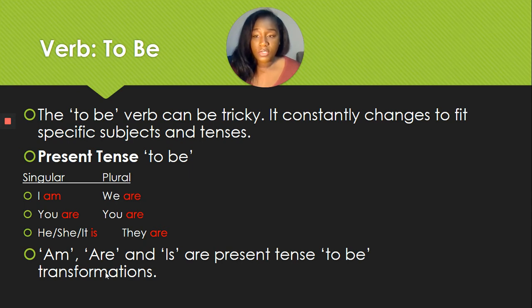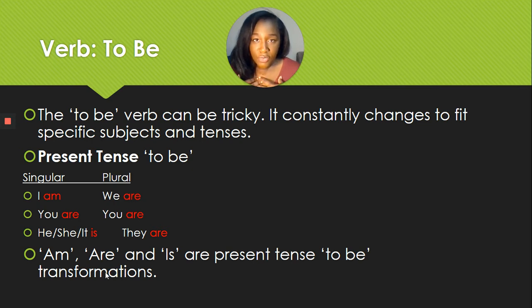So as you can see on the screen, there's a present tense of to be. And again, this is a very general overview. I'm not going to get into the nitty gritty, I just want to give you a general overview. You have the singular side, which is on the left side of the screen, and then you have the plural side, which is on the right side of the screen. And this is present tense, singular and plural.